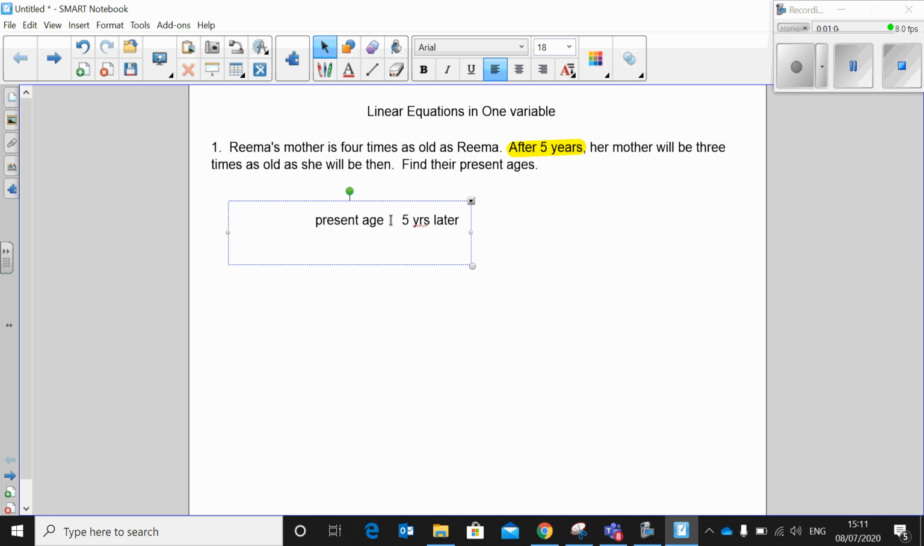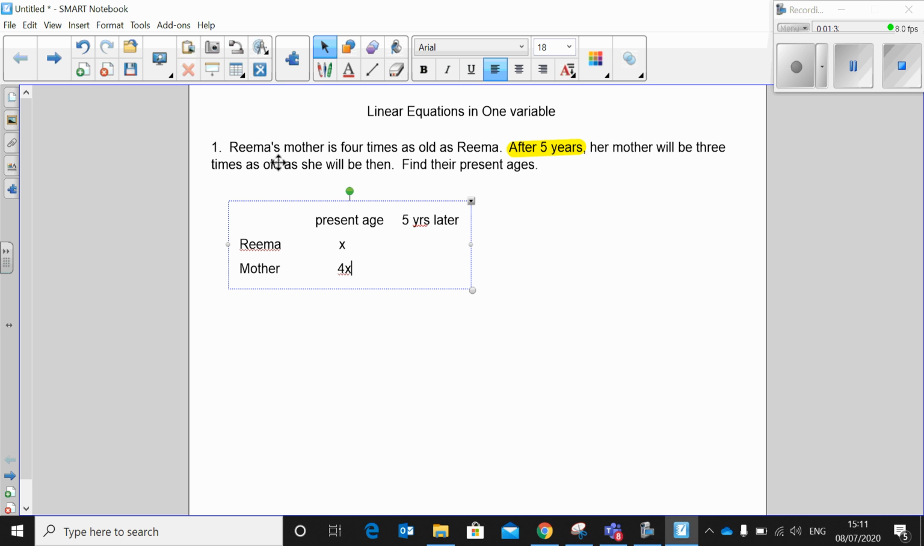So what are the two characters? One is Rima, the other one is her mother. Now what is the first relation given? Rima's mother is 4 times as old as Rima. They are comparing Rima's mother's age with Rima. Let us take Rima's present age as x, any variable. Then her mother's age will be 4 times Rima's age. So 4 times x, 4x.